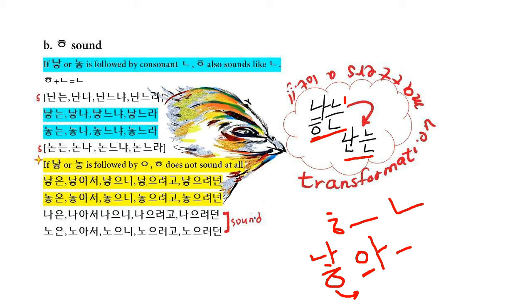So let's practice here. Nanun, because hiut is followed by nun. Nanna, nannunya, nannura, nonnun, nonna, nonnunya, nonnura. Here, hiut is followed by a vowel. Naun, naasa, nauni, nauryogo, nauryadon. Noun, naasa, nauni, nauryogo, nauryadon. Yes, hiut is followed by a vowel, and this hiut does not have any sound at all.